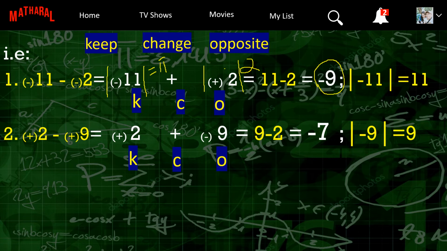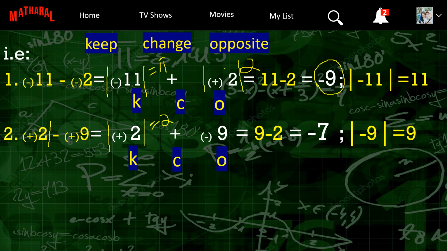So, ayun po. But the question again is, what must be the sign of 7 or our answer? So, take a look at the absolute value of the integers. Dito po tayo mag-focus, dito sa napalitan na po natin. The absolute value of positive 2 is 2.